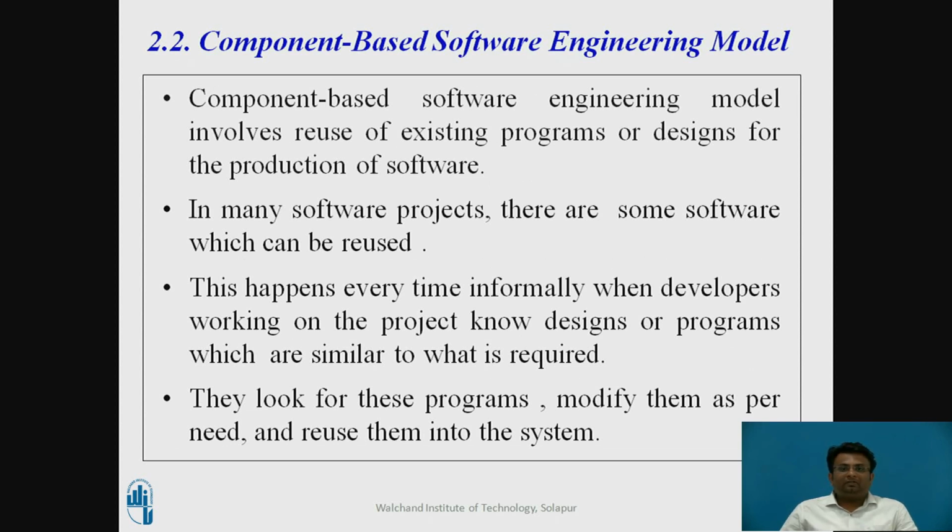The component-based software engineering model involves the reuse of existing software in the design or production of the software. In many software projects, there is some software which can be reused. This happens informally, when the developers working on the project know of a design or program similar to what is required. They look for this program, modify it as per the need and reuse it in the software.